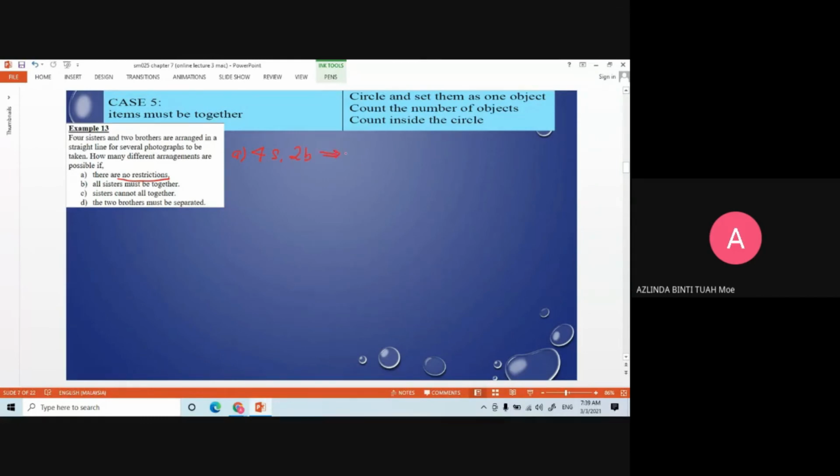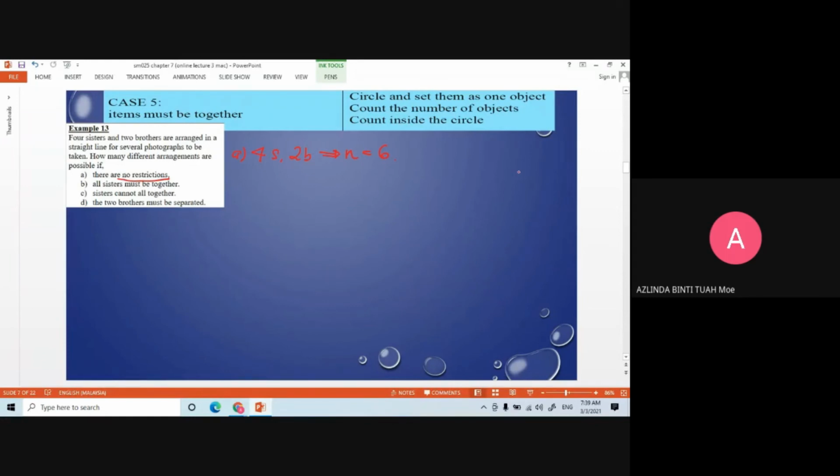Jadi n equals to 6. Dan semuanya adalah objek yang berbeza. 6 different objects. Kalau orang mesti confirm semuanya berbeza. Walaupun dia kembar sekalipun, dia adalah dua individu yang berbeza. Okay, untuk soalan A, dia kata there are no restriction, maksudnya bila nak beratur ambil gambar tu, tak kira lah siapa di depan sampai di belakang.